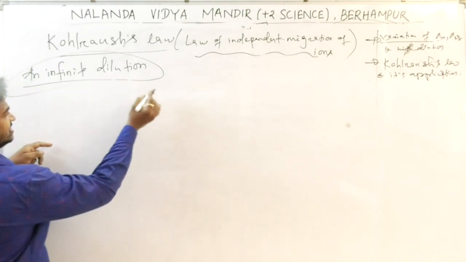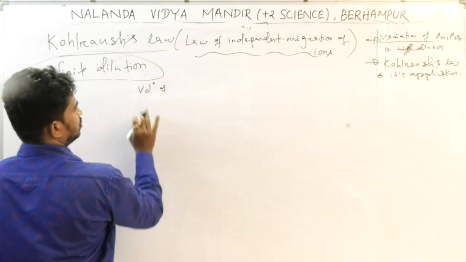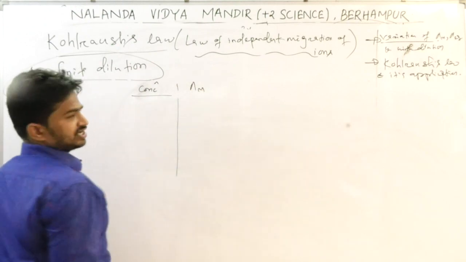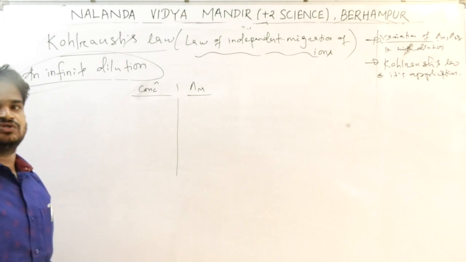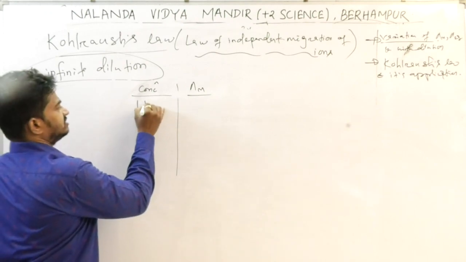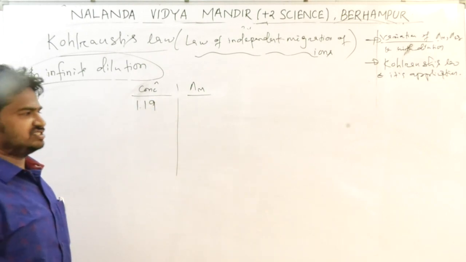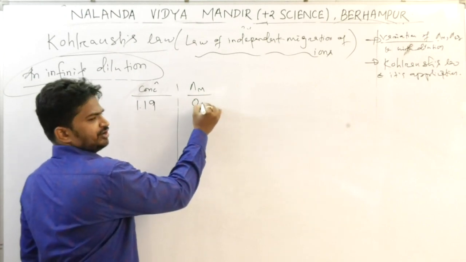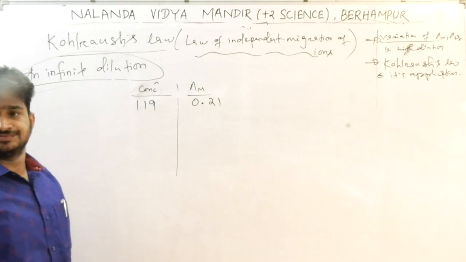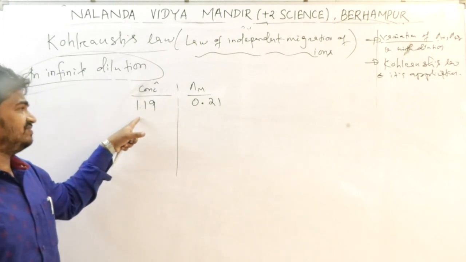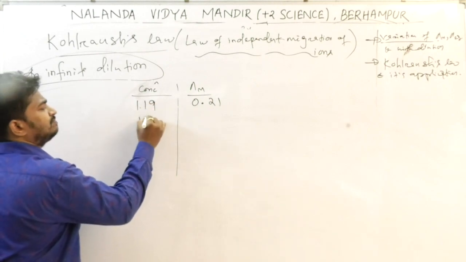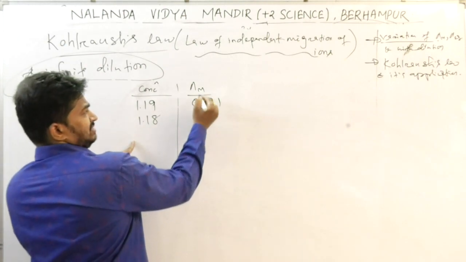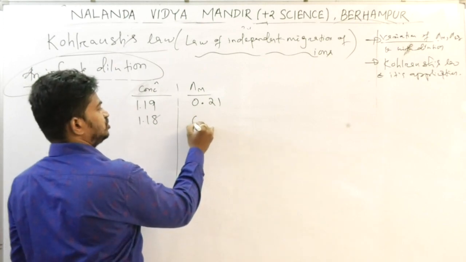So what is infinite dilution? For example, take the concentration of the electrolyte and its molar conductivity. Suppose the concentration is 1.19, and at that time the molar conductance of the electrolyte is 0.21. On dilution, meaning adding water, the concentration goes down. Let it be 1.18; the concentration decreases because more water is added to the solution. At that time the molar conductance increases, to 0.22.